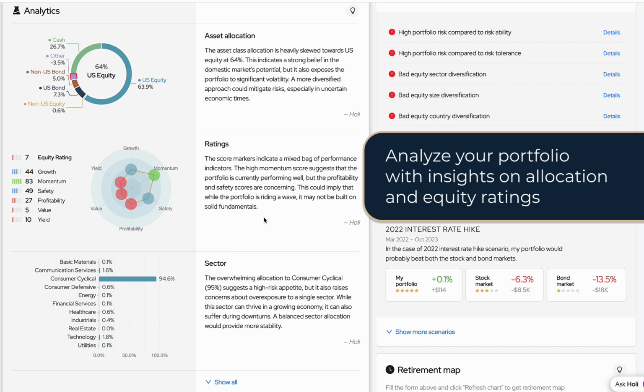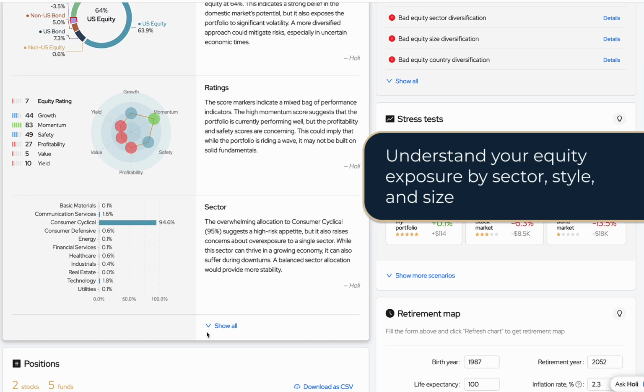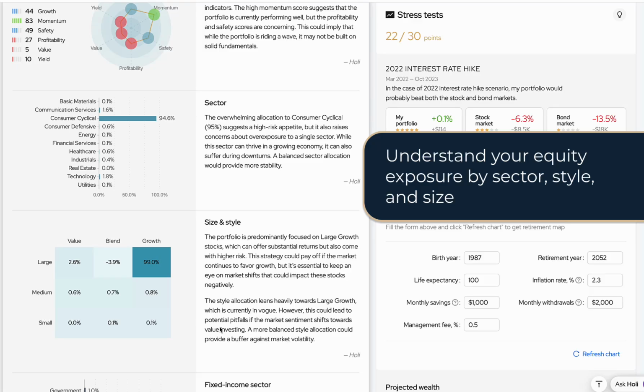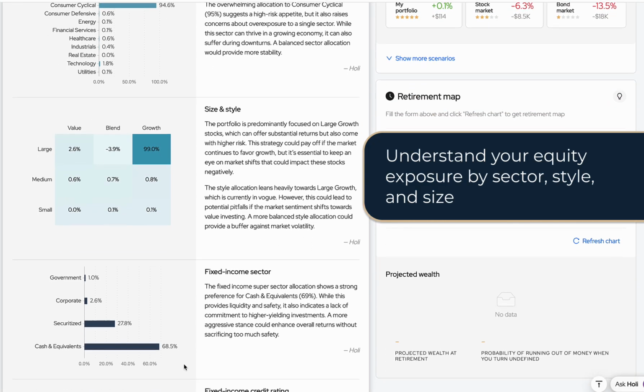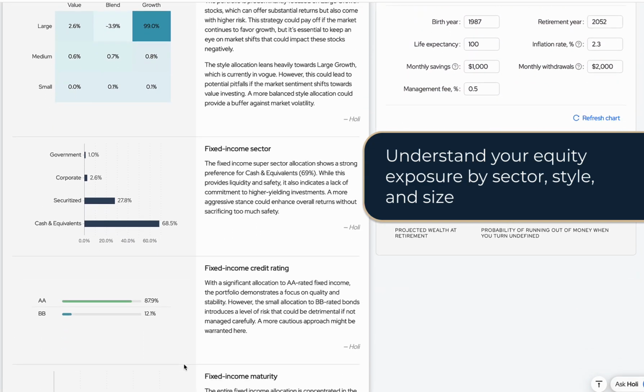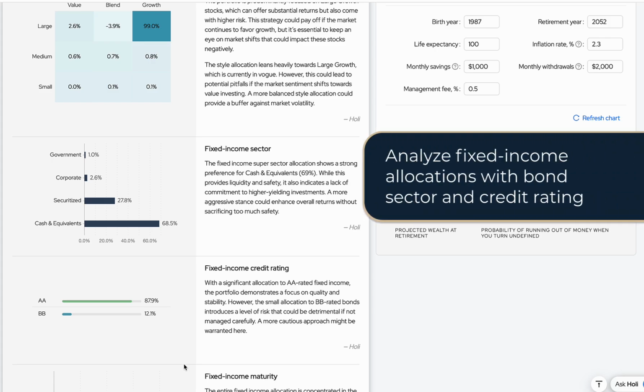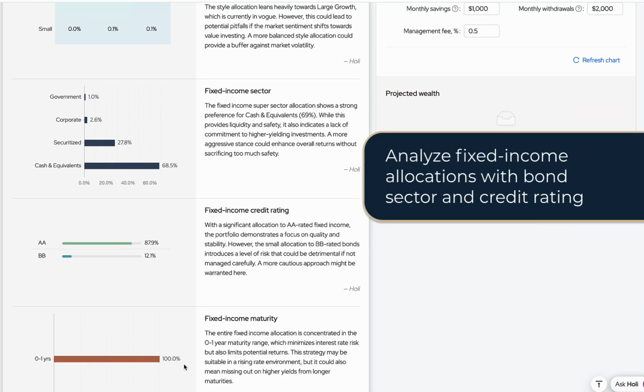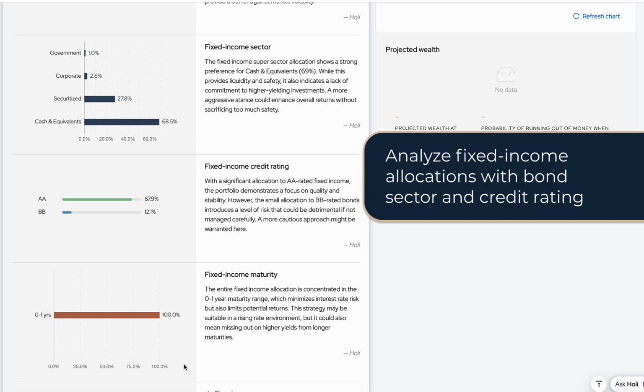Holistico provides a clear view of your portfolio's structure and performance, with insightful comments from Holi, your personal AI investment assistant. Explore asset allocation and equity ratings. View distributions by sector, style, and size to understand your equity exposure. Dive deeper into fixed income investments with insights into bond sectors, credit ratings, and maturities, helping you make well-informed decisions for a balanced portfolio.